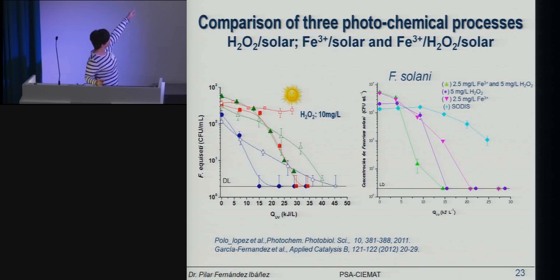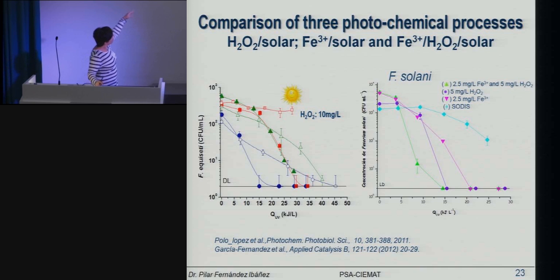Here you can see, for example, the case of Fusarium spores under sunlight, that were disinfected using only SODIS, just sunlight. These are the empty symbols. So with the same color, using just 10 milligrams per liter of hydrogen peroxide, you can see the change in the tendency from lines that didn't show any disinfection to very rapid disinfection, because Fusarium is a very resistant spore.